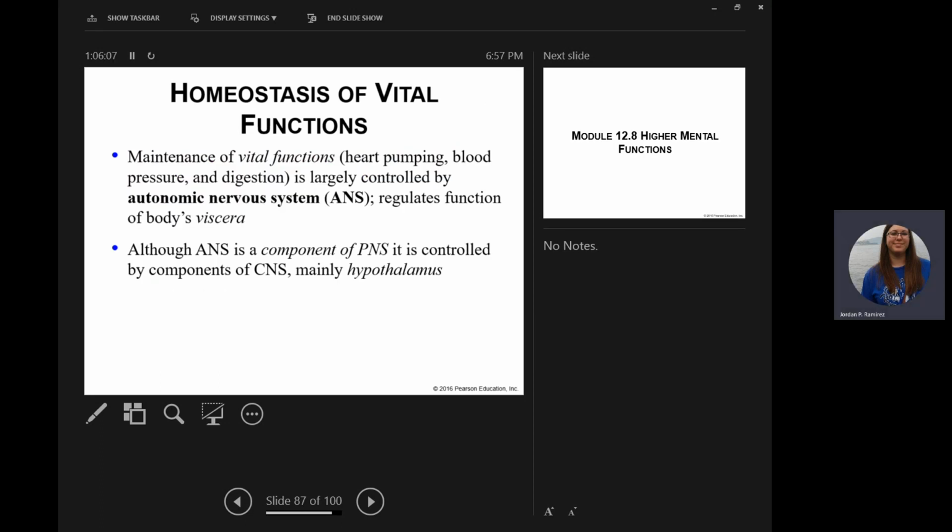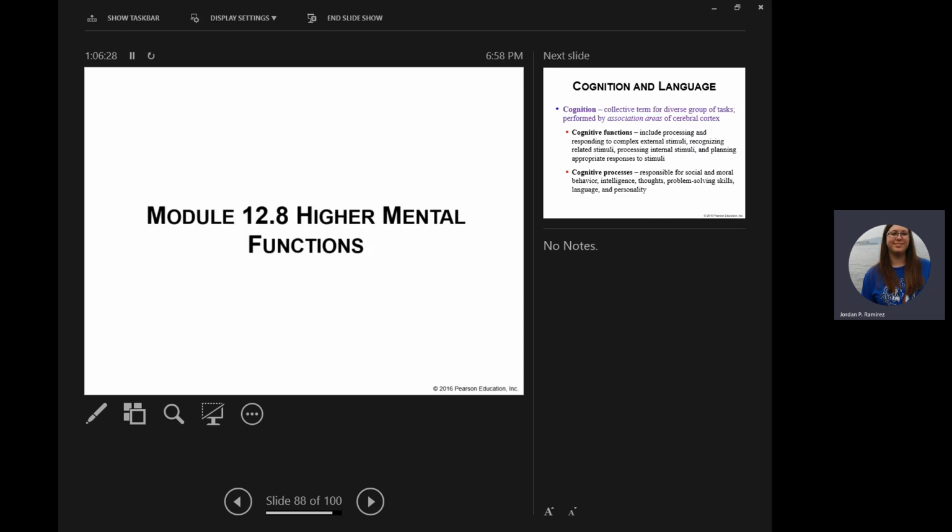All right, so again, maintenance of vital functions like heart pumping, blood pressure, and digestion are largely controlled by the autonomic nervous system to an extent, and it regulates the function of the body's internal organs. Although the autonomic nervous system is a component of the peripheral nervous system, it is controlled by components of the central nervous system, mainly our hypothalamus.